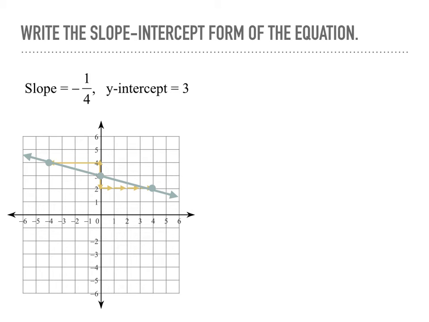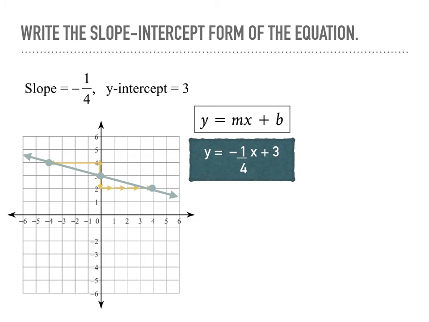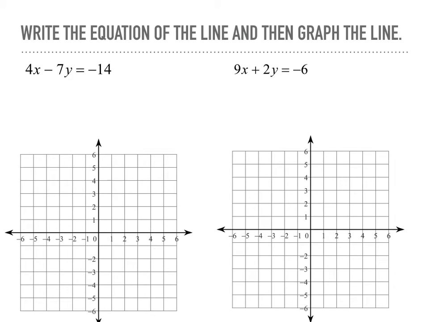The equation of the line is best found by the slope-intercept form, where the slope is -1/4 and the y-intercept is 3. So you want to have y equals -1/4 x, don't forget the x, plus 3. Here we're given 2 equations, none of which are in slope-intercept form, but we're asked to graph the line. So let's write the equation of the line in slope-intercept form.